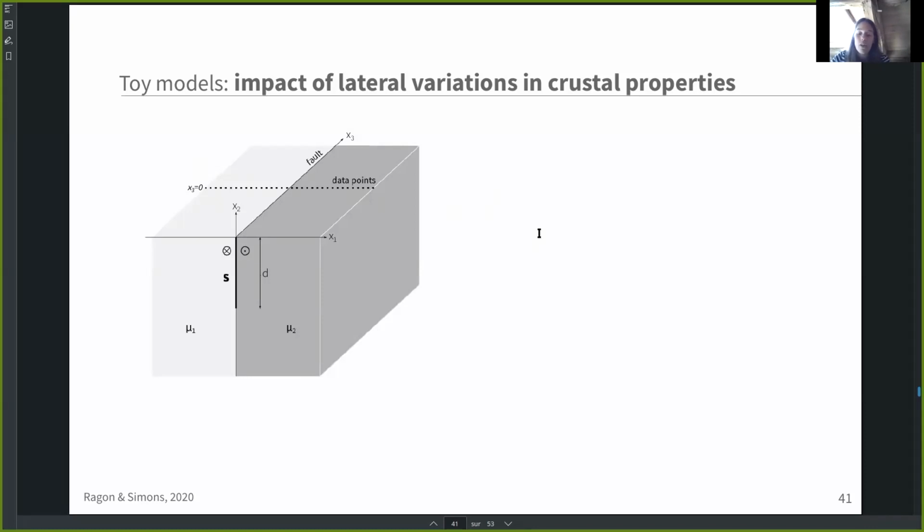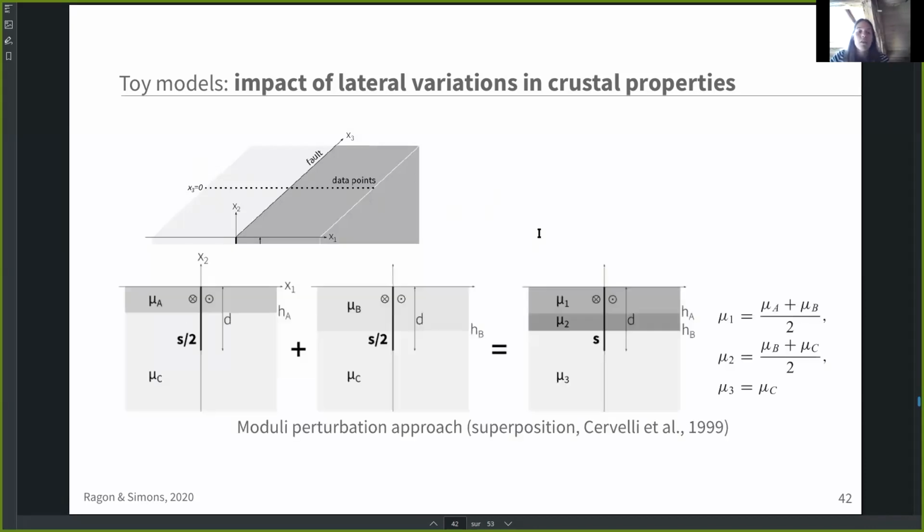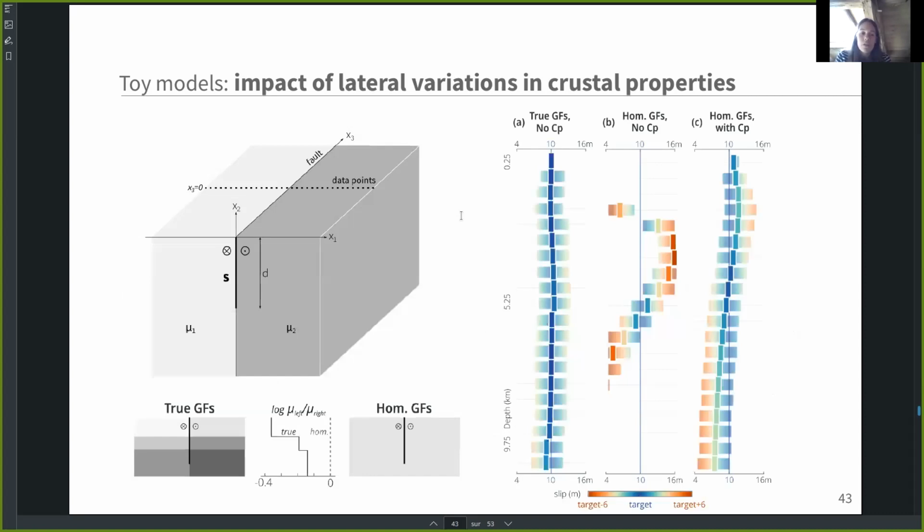finite element simulations. The issue with that is that we have to make some approximations. These approximations are very good for what we want to do here, so that's nice. And these approximations are derived from the moduli perturbation approach. So what we approximate is that when you have a complex crustal structure with several interfaces, then you can just superpose two dislocations that occur in more simple crustal structures, with just one interface. So that's what you can see here. Let's go to the results directly.